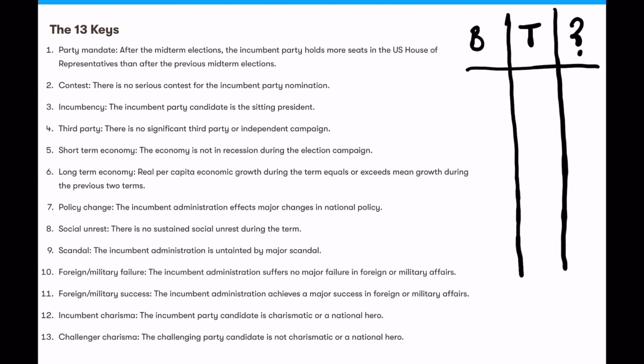factors of the candidates, as well as things that are going on in American society and even some international policies, right? So these 13 keys, the way that it works is it's really an analysis of how the current administration is doing, but not necessarily a critique of the president that's holding office. It's more of an analysis that will determine if the White House is going to flip in November.